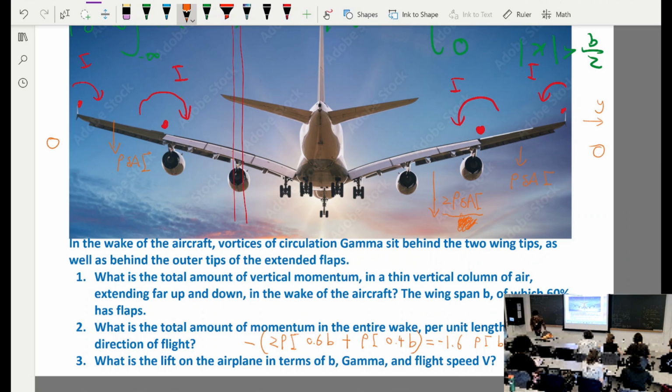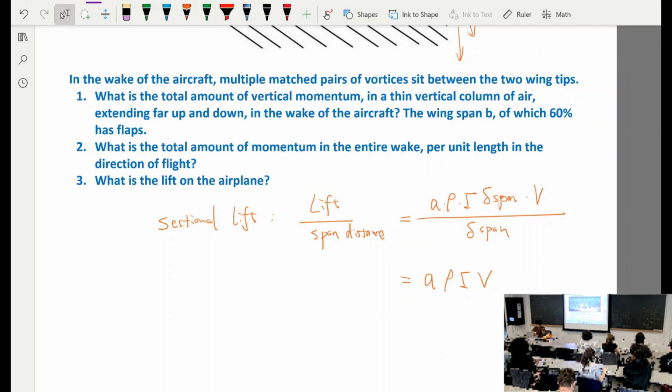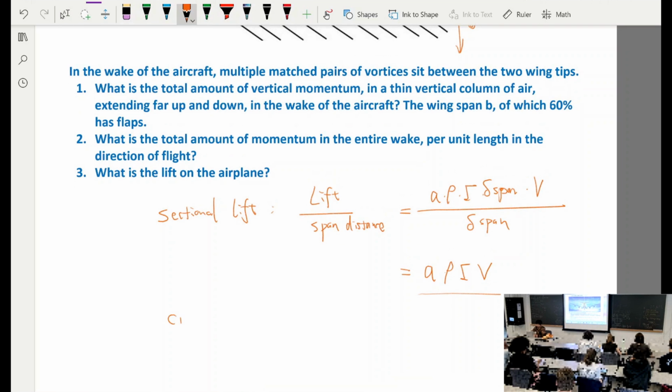Okay, very good. I think most of you either just got the answer or figured out a way to get the answer. So the total amount of vertical momentum is going to be, first of all, they are all going downward. Rho, let me just say delta A is the area of the column, times gamma within the two vortices outboard. First of all, it would be 0 if I'm looking beyond the wingtips, so it would be 0 outside. And between the wingtip and the end of the flaps, the amount of vertical momentum with an infinitely long vertical column of area delta A would be rho delta A times gamma.